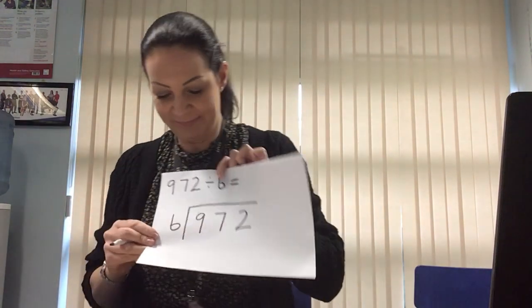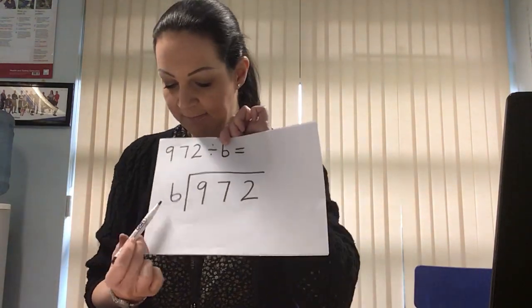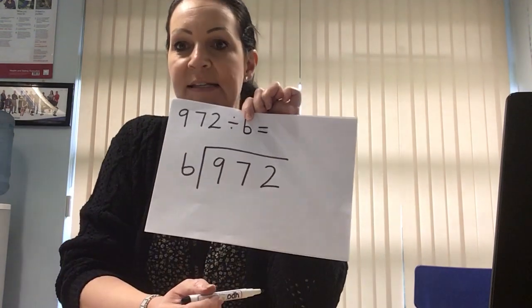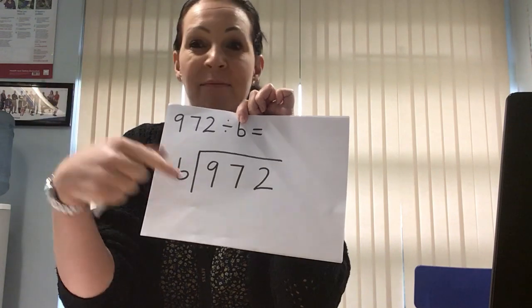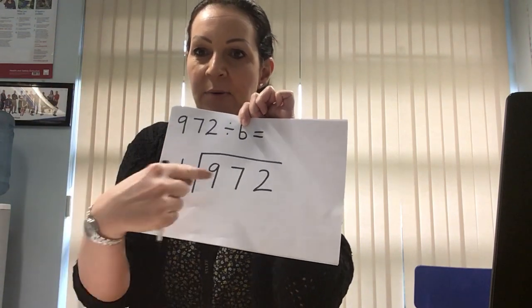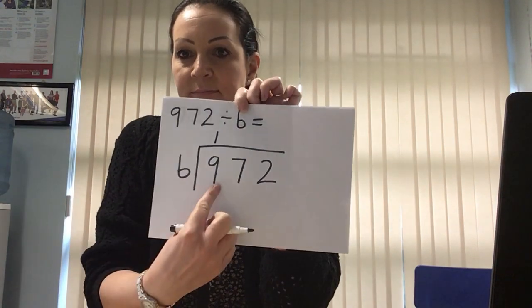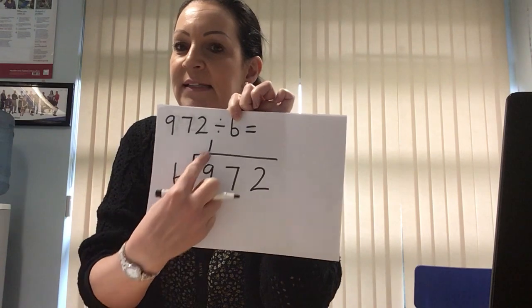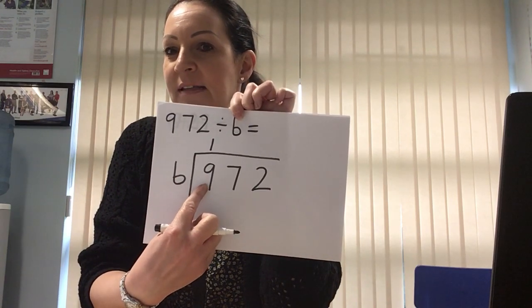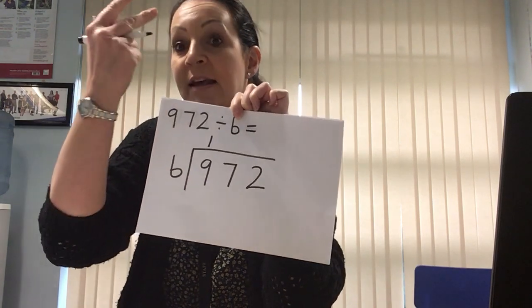Right, 972 divided by 6. Okay, let's use our 6s. How many 6s go into 9? I know that 1 lot of 6 is 6, 2 lots of 6 are 12. We haven't got enough for 2 lots of 6, have we? So we're going to use 1 lot of 6, which is 6. But we had 9. So 1 times 6 is 6, but the difference between the 6 and the 9, 6, 7, 8, 9, that's 3.